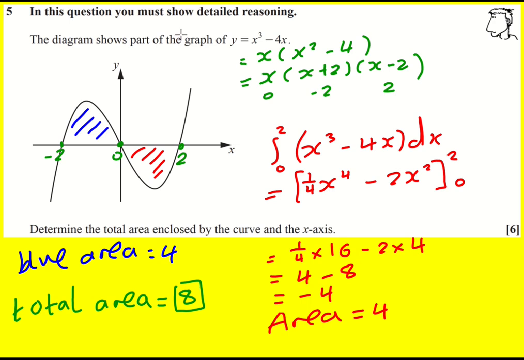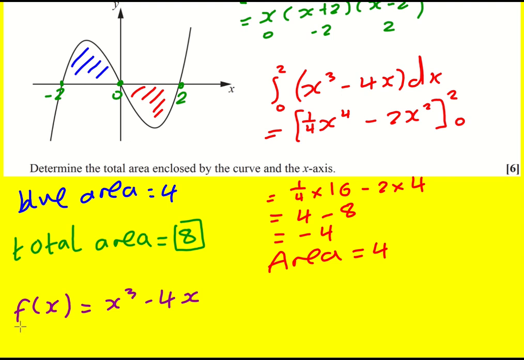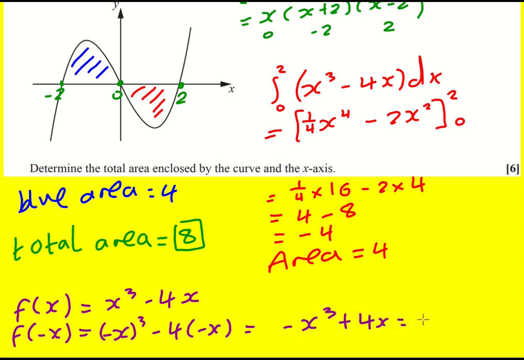Now, if you want me to convince you of that a little bit more, I will do. We can say that f of x is x cubed minus 4x. Let's find out what f of minus x is. It's going to be minus x cubed minus 4 times minus x, which is minus x cubed plus 4x. Let's take a minus out. So actually, I've just shown that f of minus x is minus f of x.